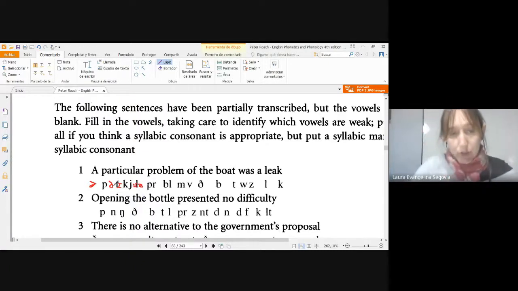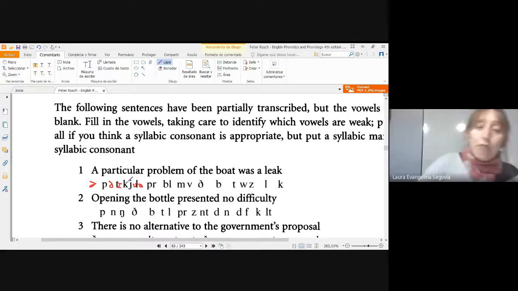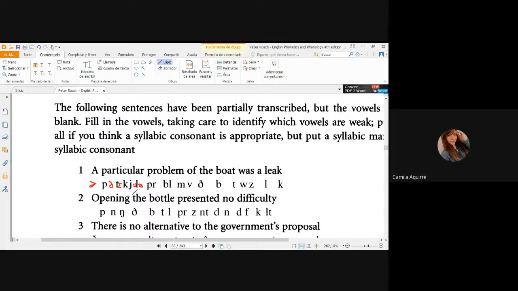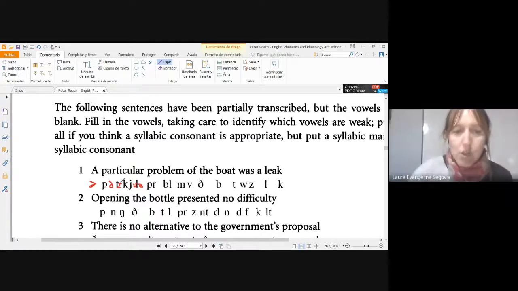Bueno, tenemos esta palabra. Yo tengo acá particular. I have 1, 2, 3, 4 syllables. Which syllable is the strong syllable, the stressed syllable? A ver, díganme, ¿cuál de particular? Sí. Good. So I have to mark here, before the vowel, the stress mark.